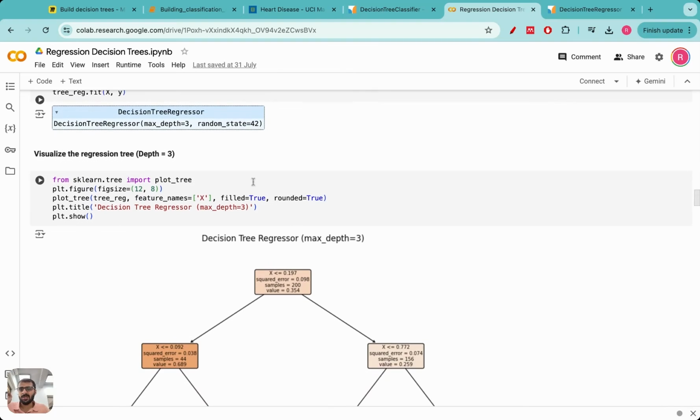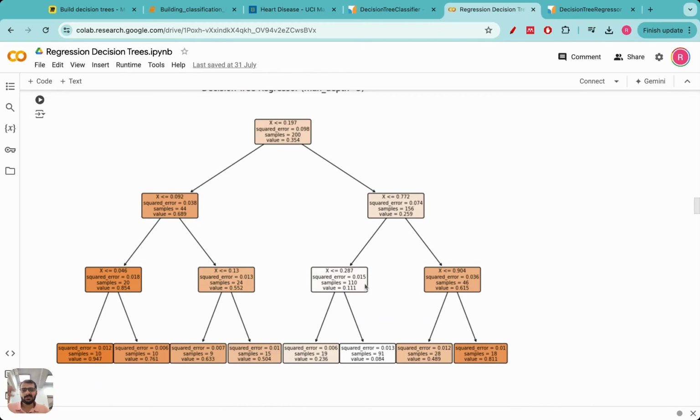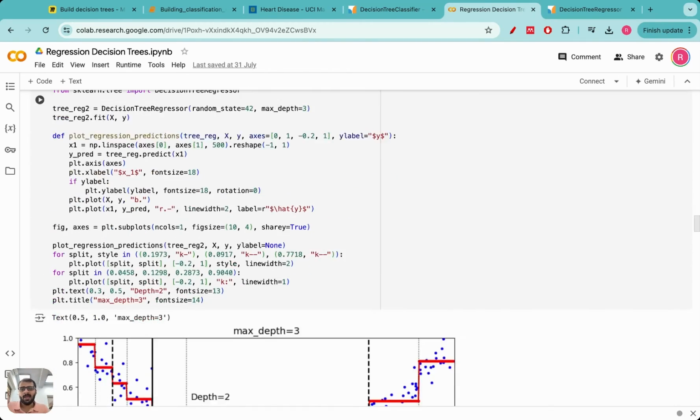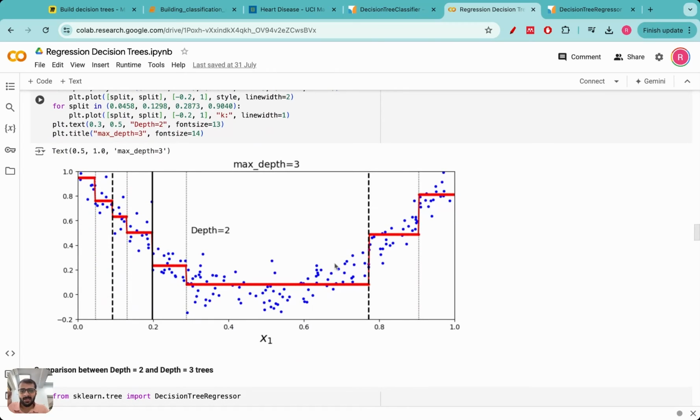Then we fit a regression tree with depth equal to 3. It looks like this. Of course, it's a bit deeper. And then we also mapped it out to the underlying data set. And then we asked the question, how should we determine the ideal depth?